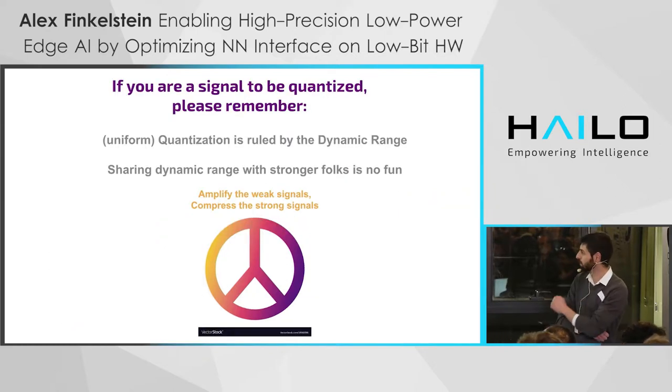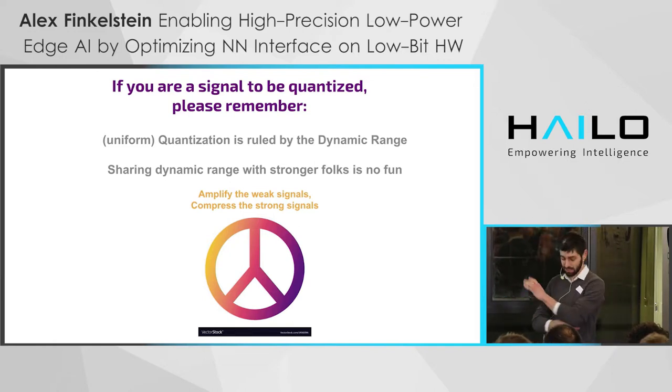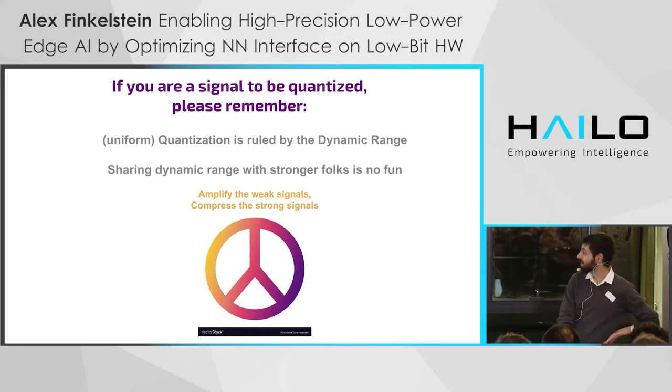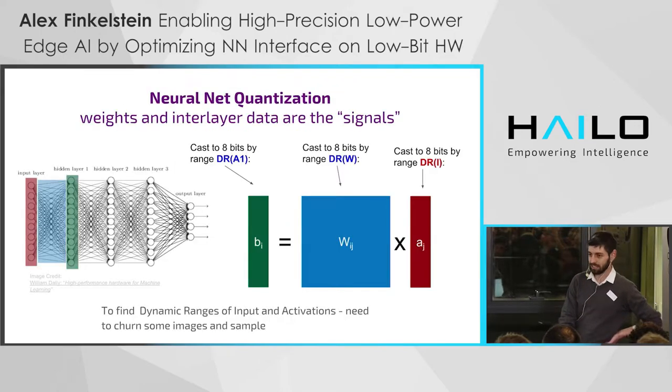Just a recap of all of this hand waving. Dynamic range defines the whole quantization process. That's the central issue. Sharing dynamic range with signals is no fun, especially if they are stronger than you. And peace and love. So let's talk a bit more concretely about neural net quantization.